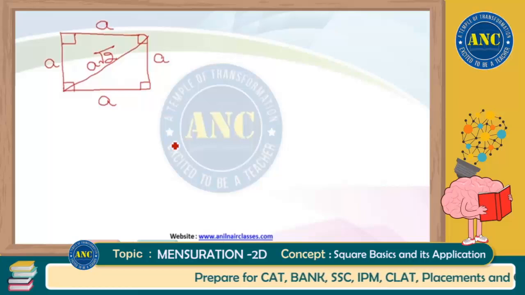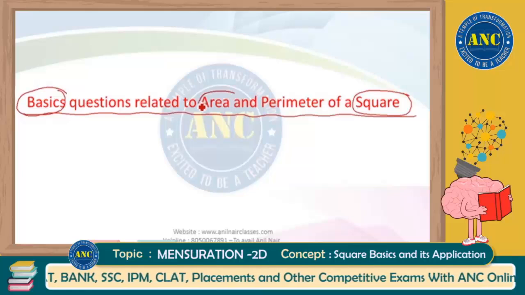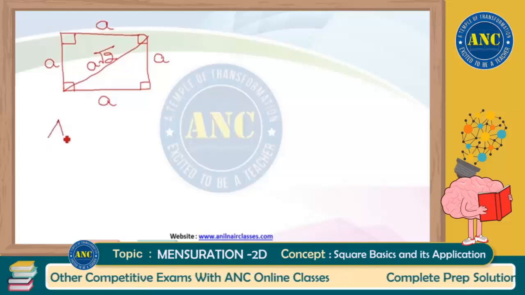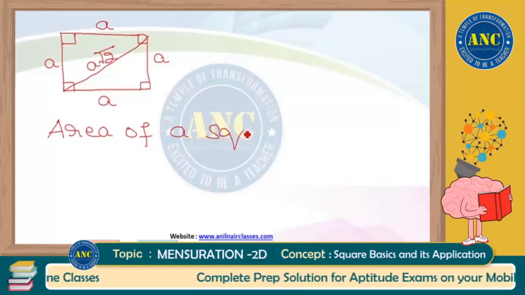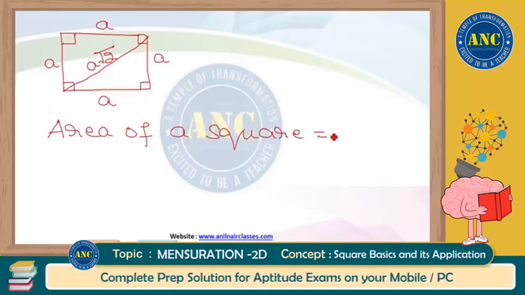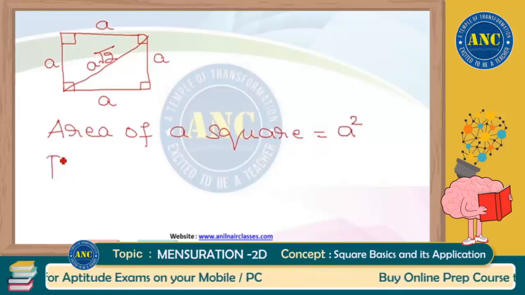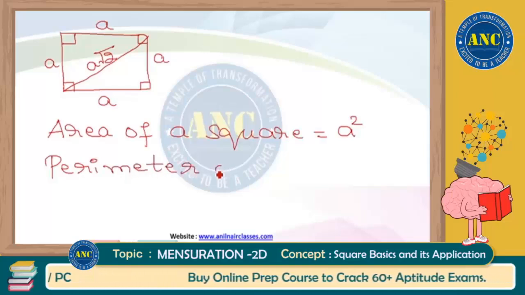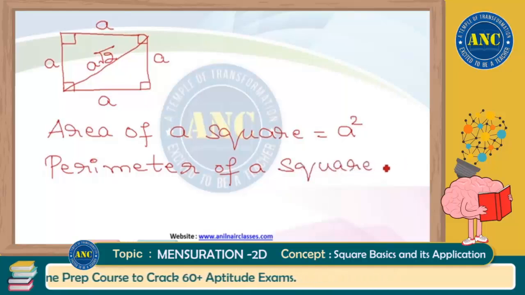Let us directly move on to some basic questions related to area and perimeter of a square. How to find the area of a square? Let me write it here. Area of a square is nothing but side into side. In this example, I have taken the side as a, so it is a into a, a squared. Similarly, the perimeter of a square is the sum of all the sides: a plus a plus a plus a, which is 4a.